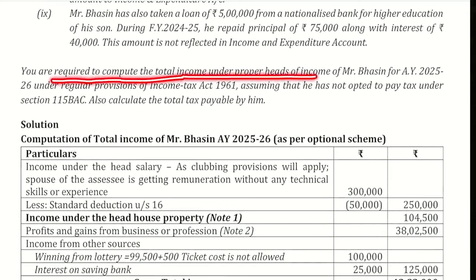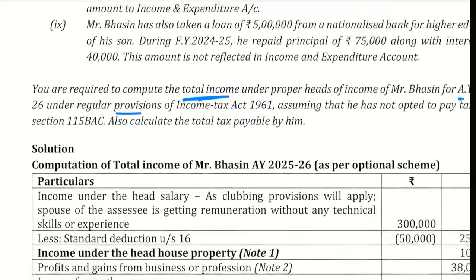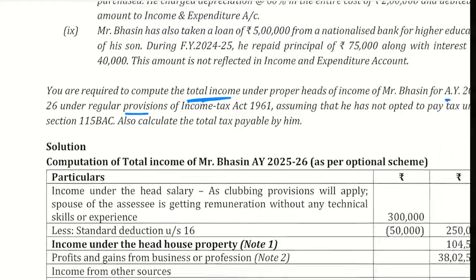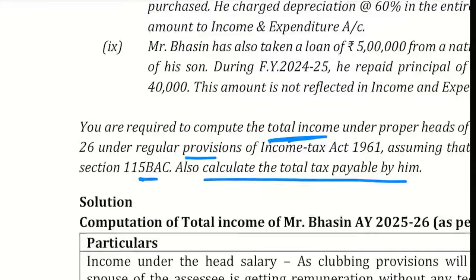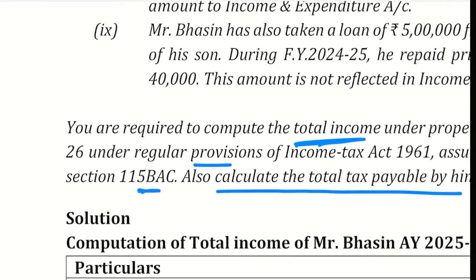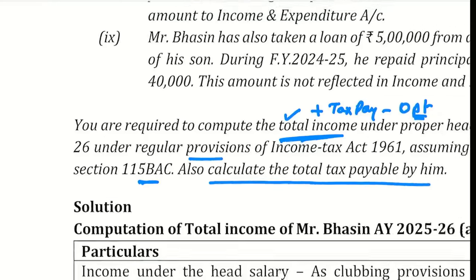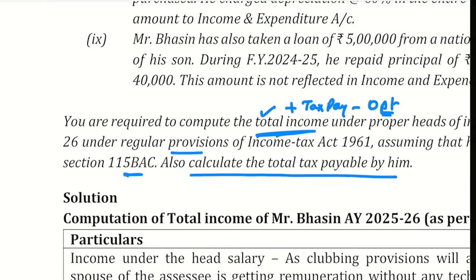under proper heads of income of Mr. Basim. Simply, we are required to compute the total income of Basim for the assessment year under regular provisions of the Income Tax Act. Regular means not presumptive. Assuming that he has not opted to pay the tax under 115BAC, also calculate the total tax payable by him. So we need to calculate the total income plus his tax payable as per the optional regime. That's it. So they are saying calculate the total income plus tax payable as per the optional regime.